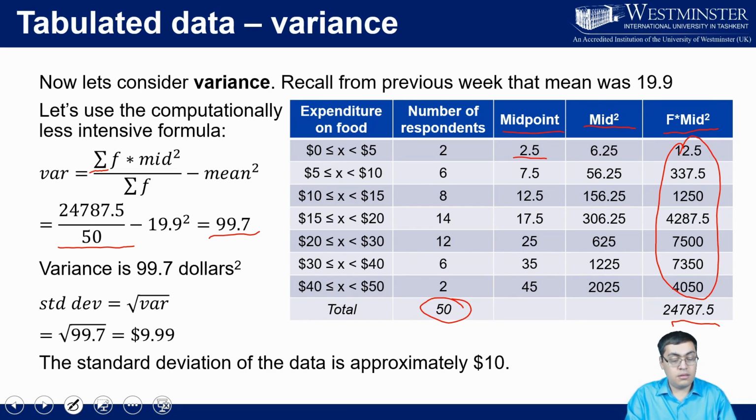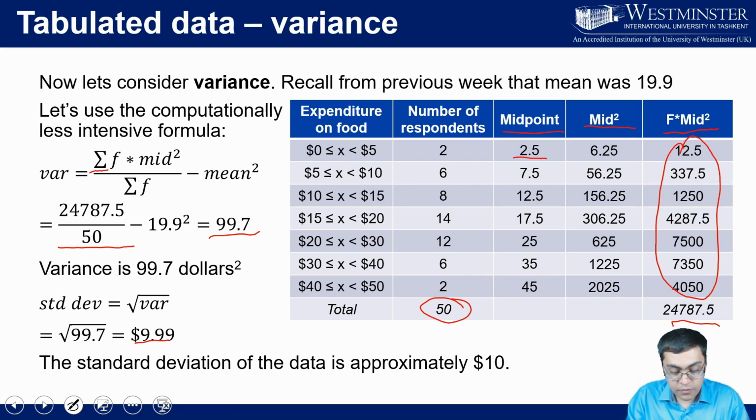Again, recall that its units are the square of the underlying. So the variance is $99.7 squared. And again, that doesn't lend itself to easy interpretation. So what we do is we remove the square from the units. We do that by taking the square root, and the square root of the variance is the standard deviation. So in this example, the standard deviation is approximately equal to $10, so it's 9.99.